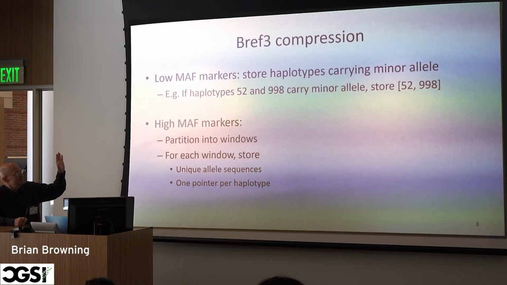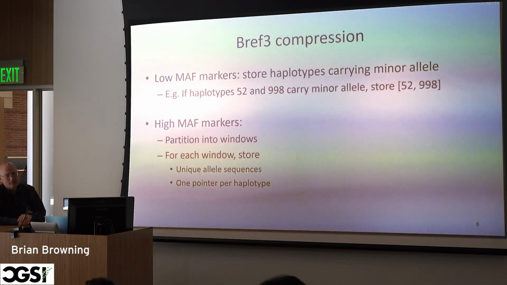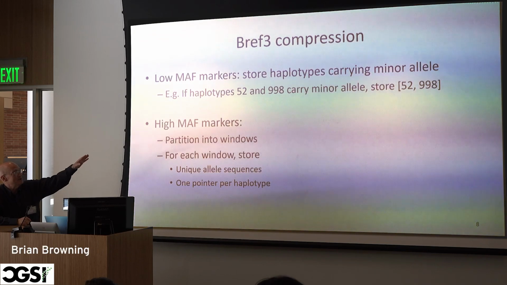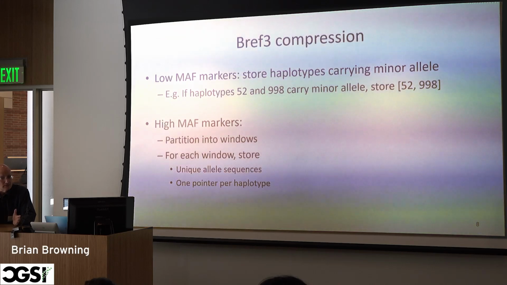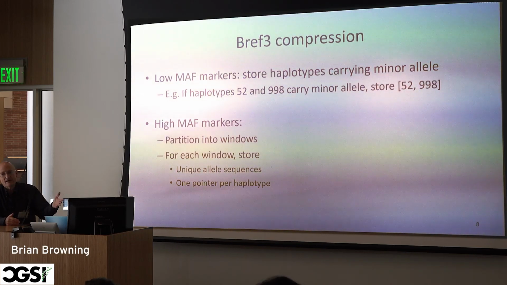So what it does is it just stores the indices of the haplotypes carrying the minor allele. If haplotypes 52 and 998 carry the minor allele, you store two numbers, 52 and 998. It's lossless. You ask me what allele is carried by haplotype 70. Well, you look in your list, does the list contain 70? No, so it has to be the major allele. What allele is carried by the 52nd haplotype? You look at your list, 52 is in the list. It carries the minor allele, so it's lossless. You just look whether a haplotype index is in the list, and the answer tells you whether it's a major or a minor allele.